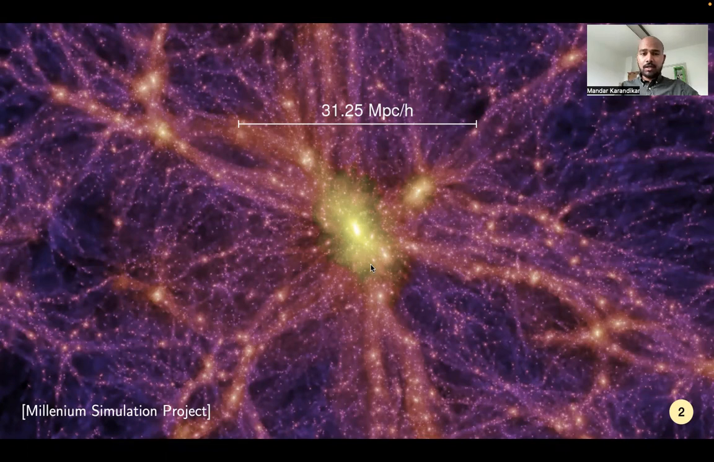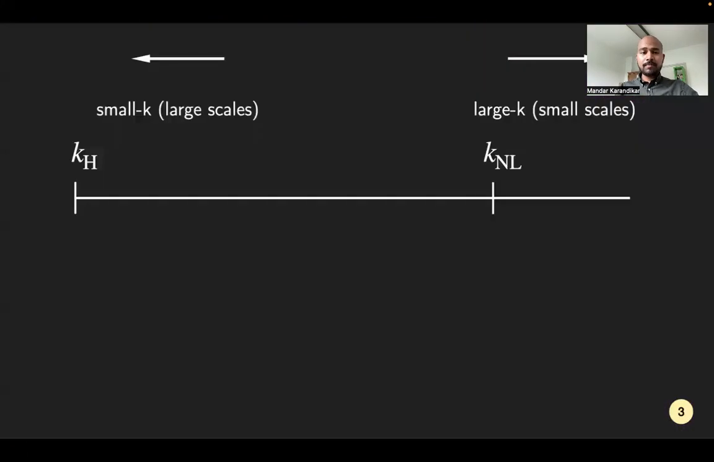To make this more concrete, we can talk about the wave numbers corresponding to these spatial scales. Towards the small wave number or large scale limit, you have the Hubble scale, which corresponds roughly to the size of the observable universe itself. On the large wave number or small scale limit, you have the so-called nonlinear scale, k_NL, which corresponds to the size of those structures whose overdensity exceeds unity, the size of collapsed structures roughly.